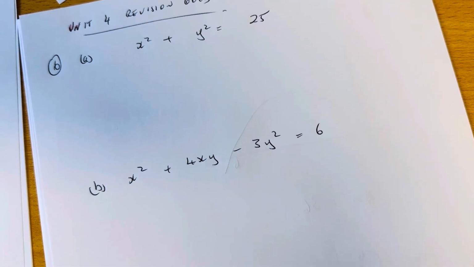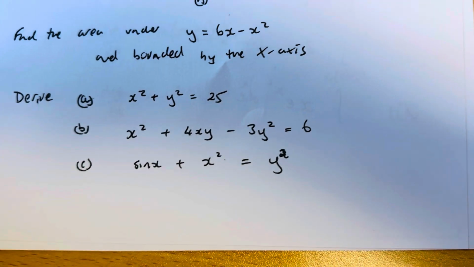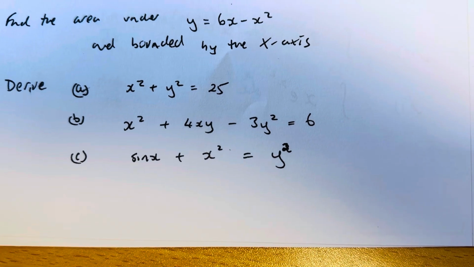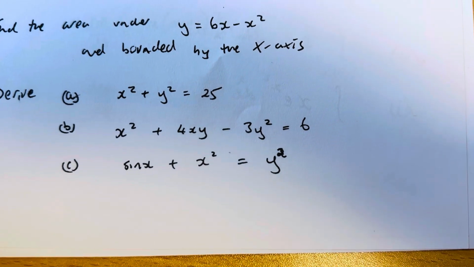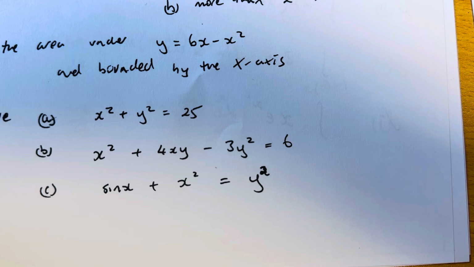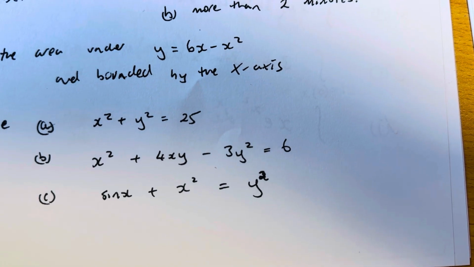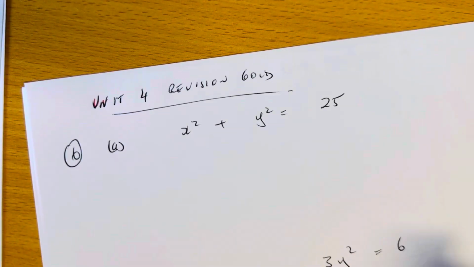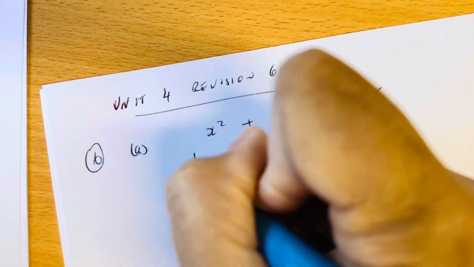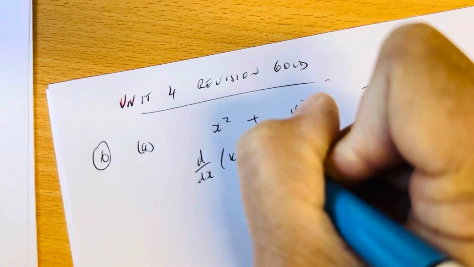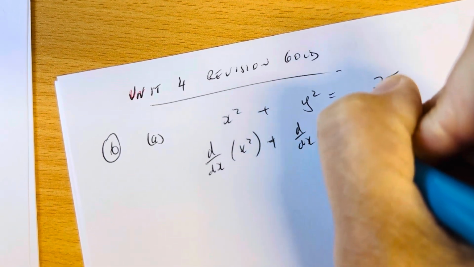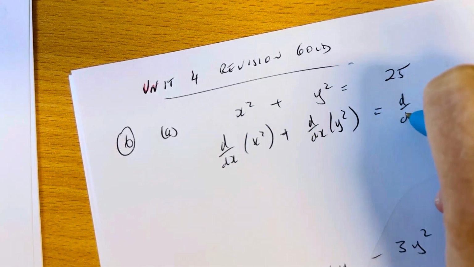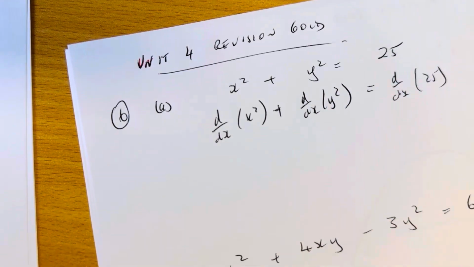Unit 4 Revision Gold. We are doing question 6, which is asking us to implicitly derive these functions. Okay, so let's start off with the circle. If we implicitly derive, we take d/dx of x squared, d/dx of y squared, d/dx of 25.